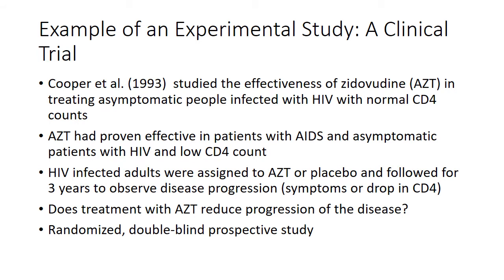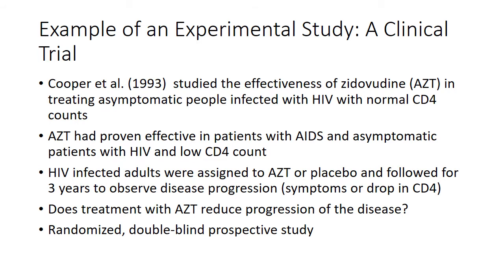At that time, we knew that AZT was effective for patients with AIDS and for asymptomatic patients with HIV with a low CD4 count. Remember, AIDS is usually a secondary effect of having HIV, usually when you have some sort of AIDS-defining illness, like an opportunistic infection. So we knew AZT worked for patients with more progressive HIV/AIDS, and that patients with low CD4 count who were asymptomatic also tended to benefit.